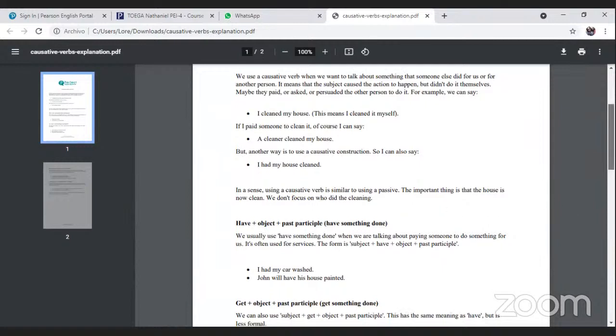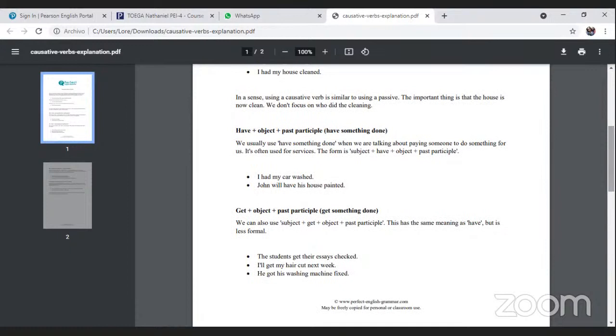So in this other part, we're gonna see one structure. We have first, have plus object, in this case, object pronoun, plus past participle of the verb, okay? Have something done, in this case. We usually use have something done when we are talking about paying someone to do something for us. It's often used for services. The form is subject, have, object, and past participle, like the examples. Read please the examples, Nathaniel.